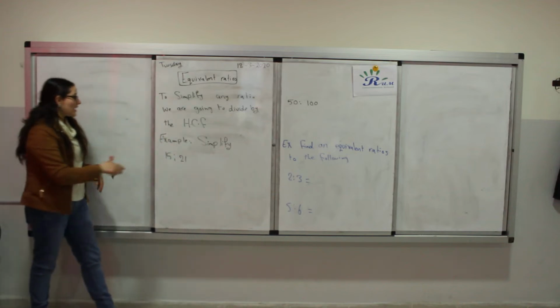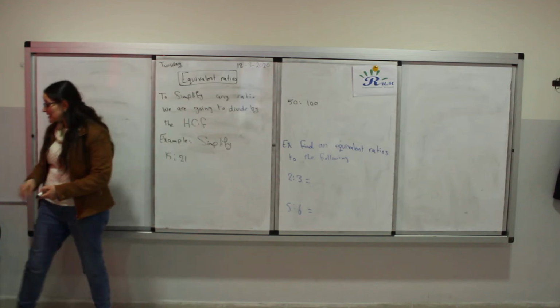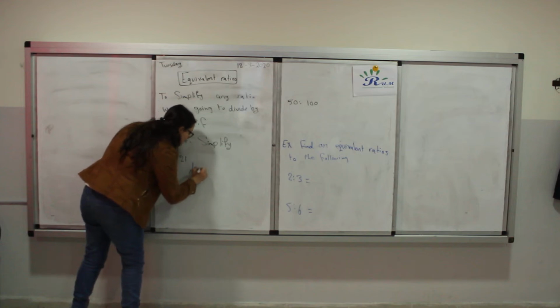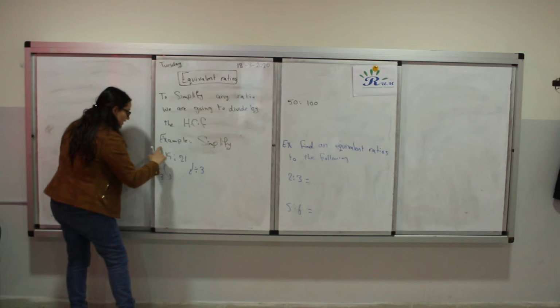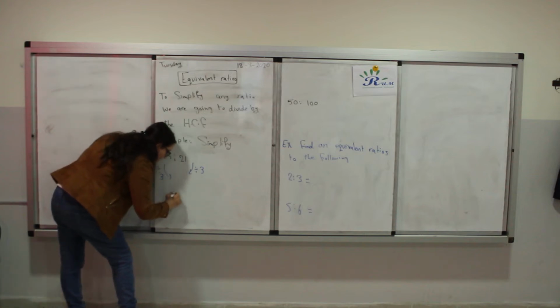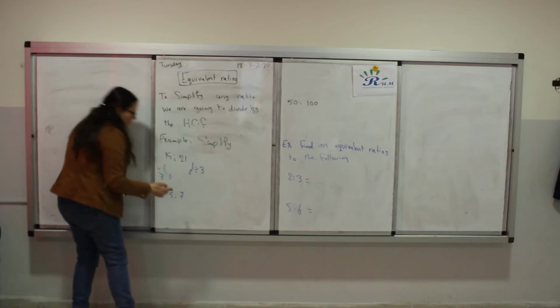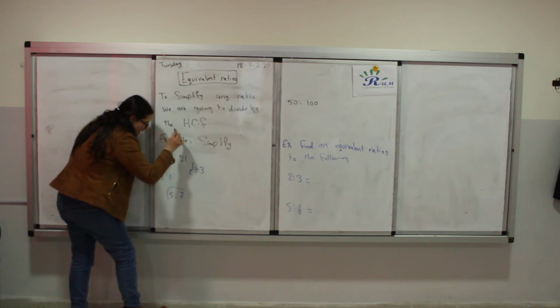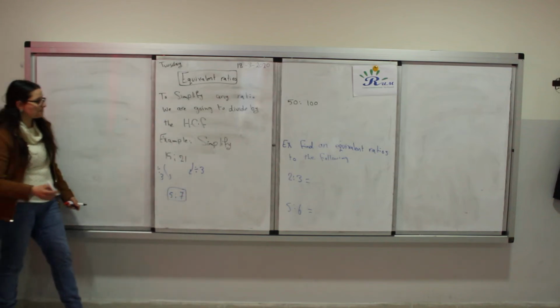If you take a look at these two numbers, we find that the highest common factor is 3. So I'm going to divide both sides by 3. 15 divided by 3 is 5, and 21 divided by 3 is 7. So the simplest form of this ratio is 5 to 7.